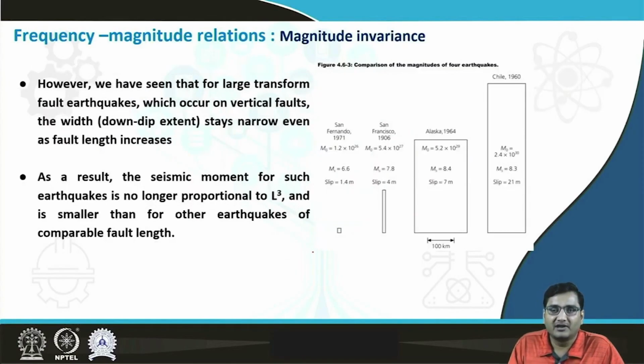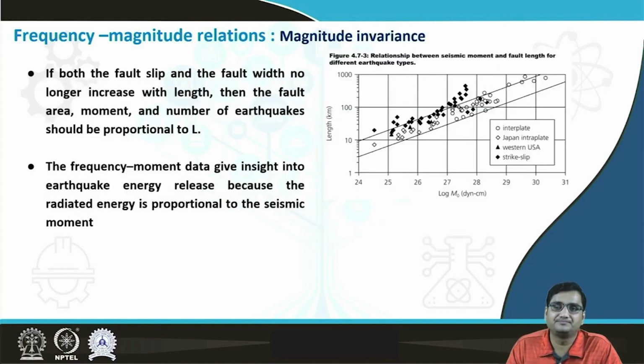However, we have seen that for large transform fault earthquakes which occur on vertical faults, the width stays narrow. For example, you can see the San Francisco earthquake, which is on a transform plate boundary. So the width is narrow, even as the fault length increases. So fault length in this case is higher. As a result, the seismic moment for such an earthquake is no longer proportional to L cube and is smaller than for other earthquakes of comparable fault length.